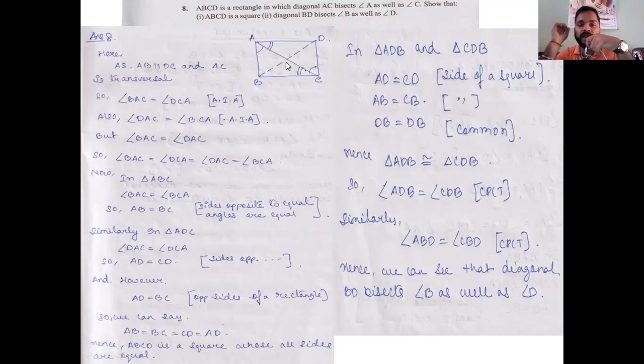So now these two triangles are congruent to one another. So easily I can show here the angle ADB is equal to CDB by CPCT. Similarly, ABD is equal to CBD by CPCT. Now, if these two angles are equal and if these two angles are equal, then easily we can say that BD bisects angle B and angle D. Moving on to next question.